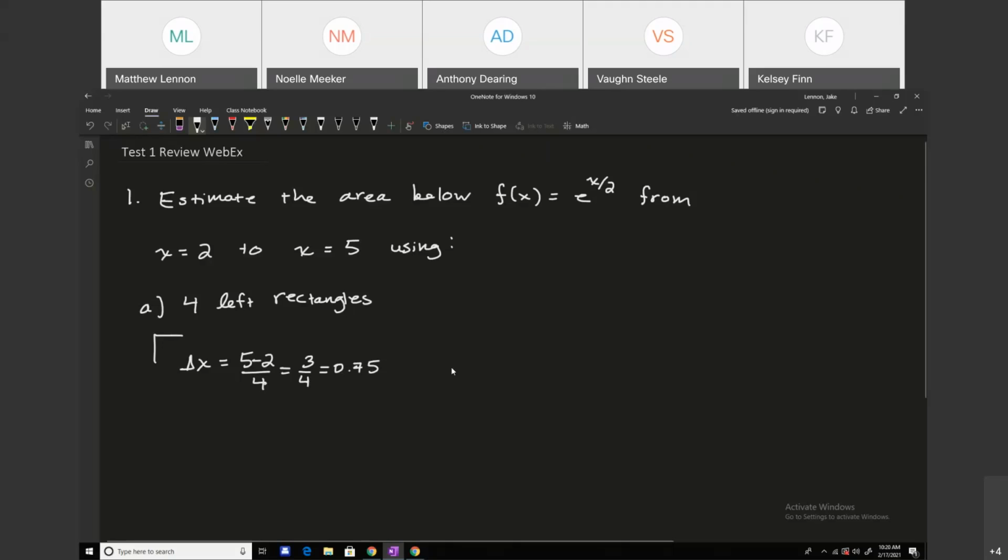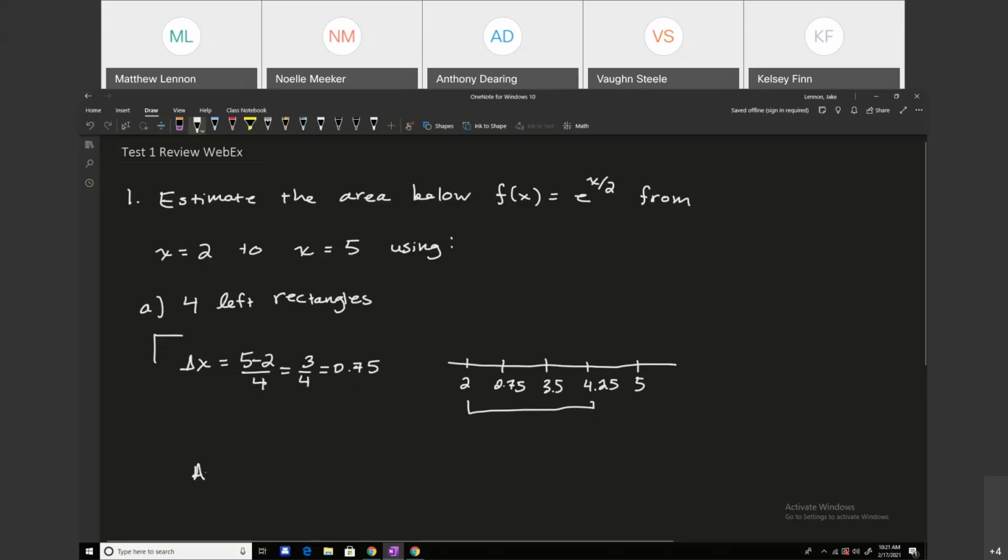So then we want to create our interval. You start at your first point, 2, and then you just add 0.75 each step until you get to 5. So we have 2, 2.75, 3.5, 4.25, and 5. And so for the left rectangles, we'll be plugging in the first 4 points into our function to establish the heights, and then we'll be multiplying by the width of our interval, 0.75.